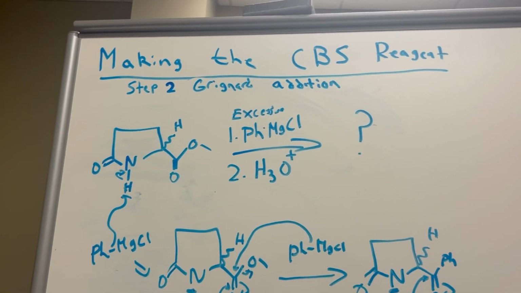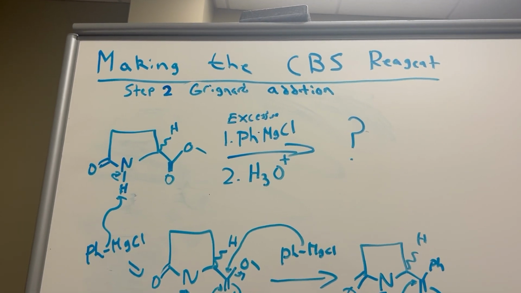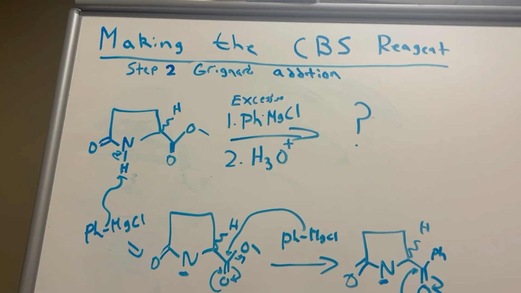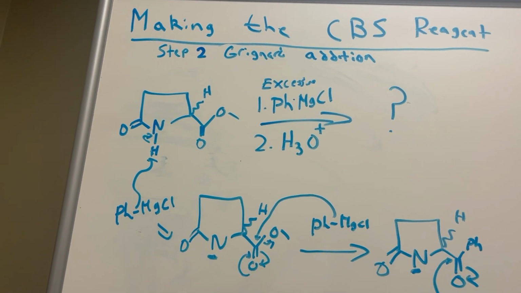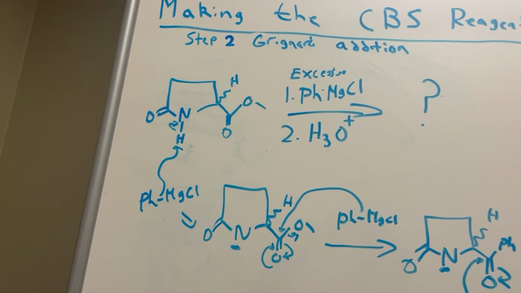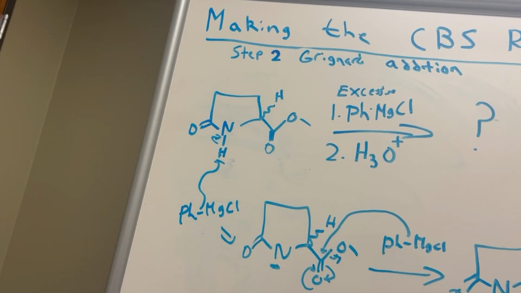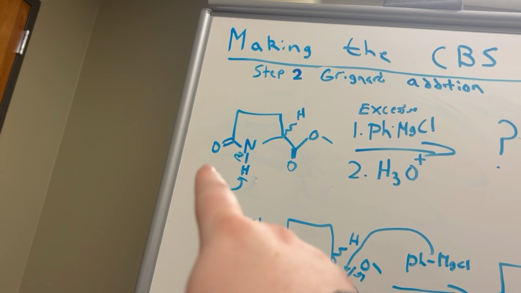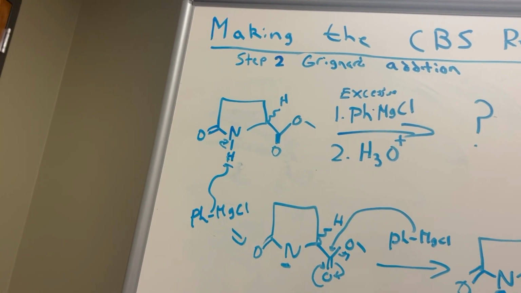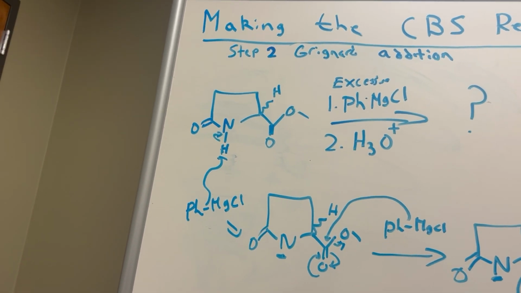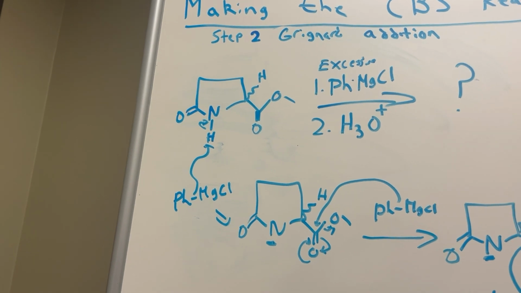Alright, so the second step of this CBS reagent is we have to do a Grignard addition. And don't mind me, in the first step, I forgot to have this carbonyl over here to make this amide. So don't forget to have your carbonyl over here to make that amide for proline, like a proline built off of one.